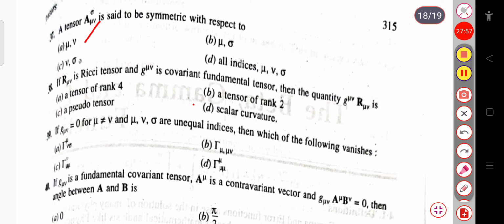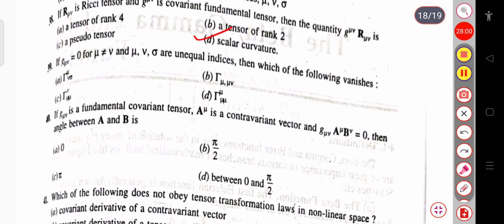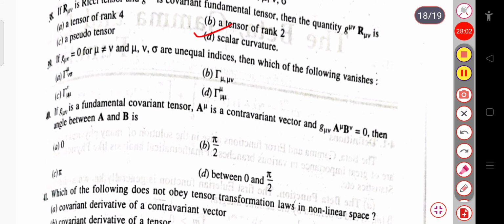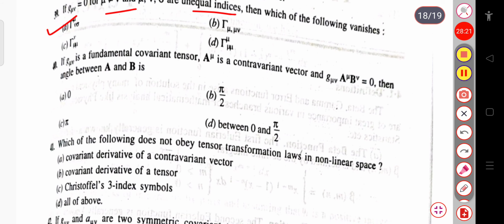The next is, if G mu nu equals 0 for mu not equal to nu, and mu nu sigma are unequal indices, then which of the following vanishes? So here the gamma mu nu sigma will vanish. The next question is, if G mu nu is a fundamental covariant tensor and A mu is a contravariant vector, then G mu nu A mu B nu equals 0. Then the angle between A and B will be pi by 2.